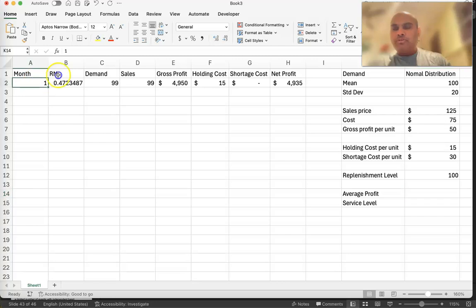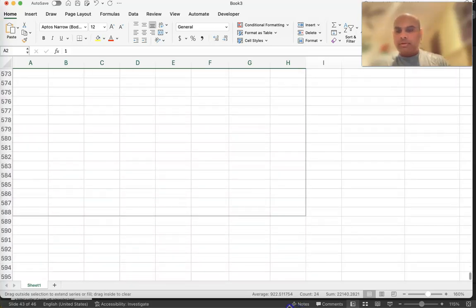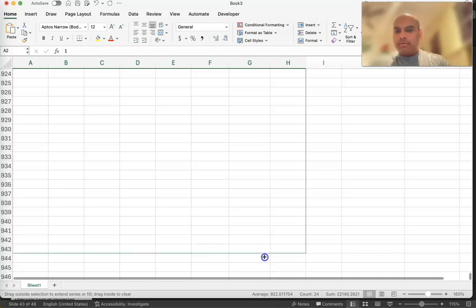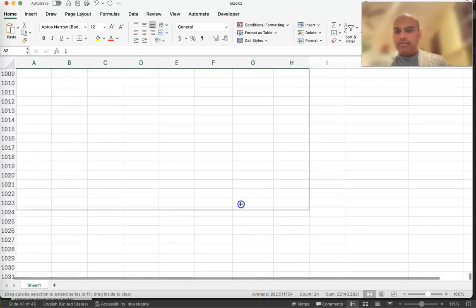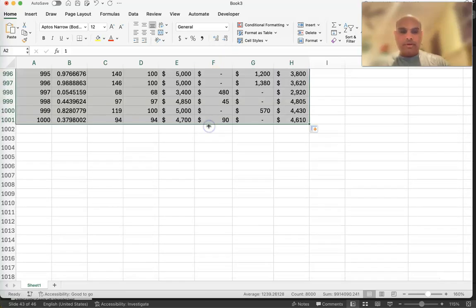So let's first run this simulation for 1,000 units. It needs to go down for 1,000. I know there's a much better way of doing this, but I just like seeing the numbers increase this way. All right, 1,000 right there. So I did 1,000 simulations here.